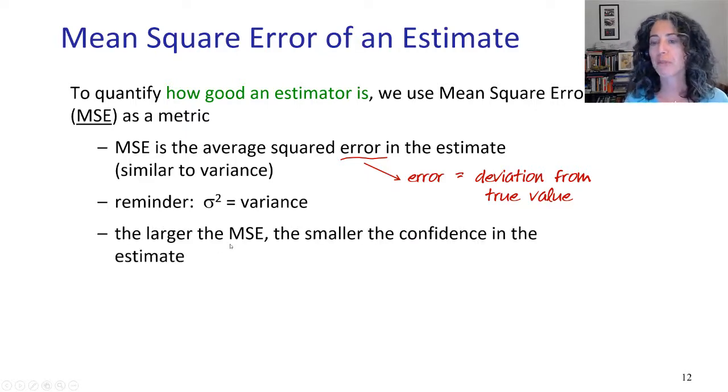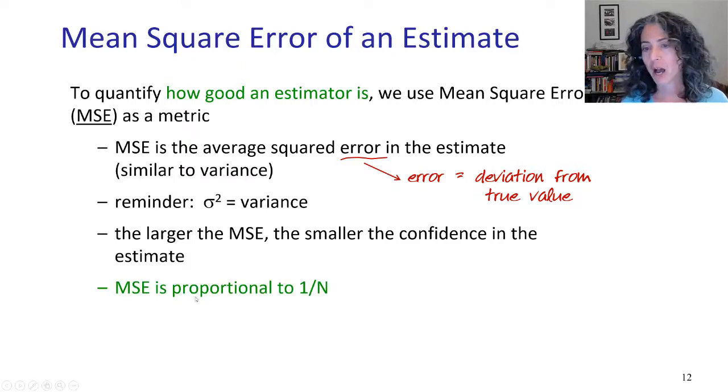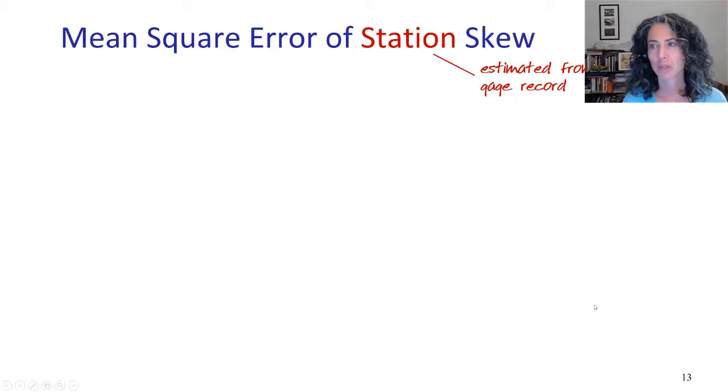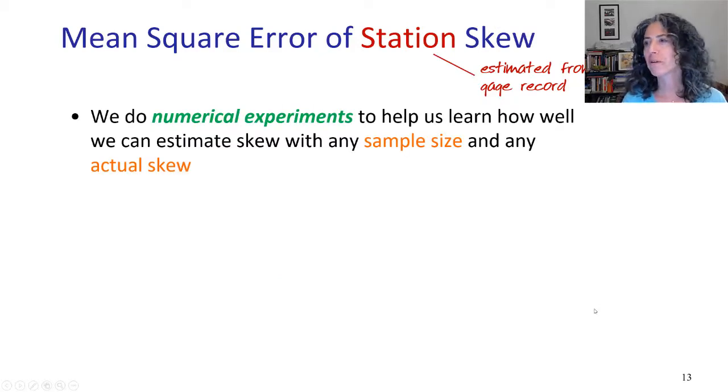Since it's quantifying how good our estimator is, the larger the mean square error, the smaller the confidence in the estimate and the greater the error. Mean square error is proportional to 1 over n, and root mean square error is proportional to 1 over the square root of n. In the previous lecture on uncertainty, we were talking about that as the standard deviation of the sampling distribution. So the mean square error of estimating skew is the thing that we're interested in right now.